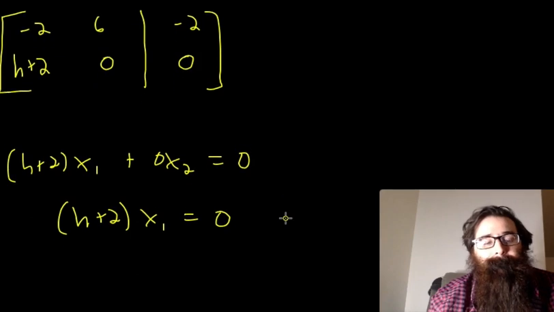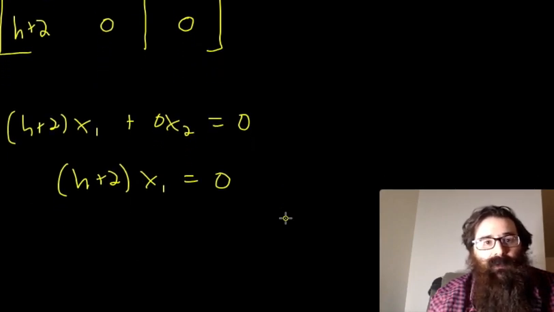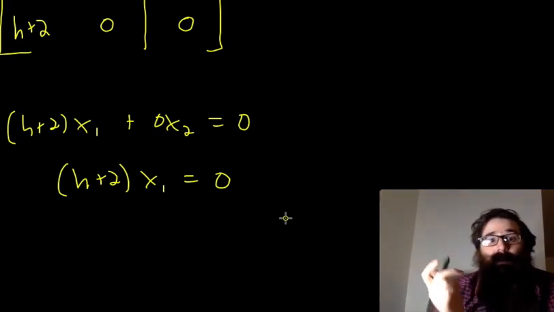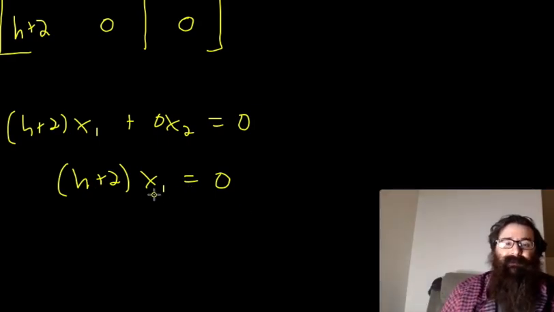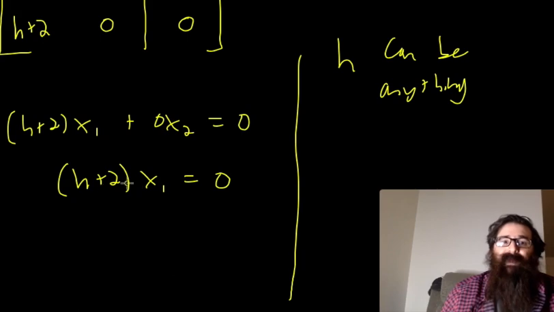You'd say, well, what comment would we make here about h? What could h be? What could h not be? Well, if I think about this, there really isn't any issue with h. H could actually be anything. Let me sort of illustrate why. H can be anything.